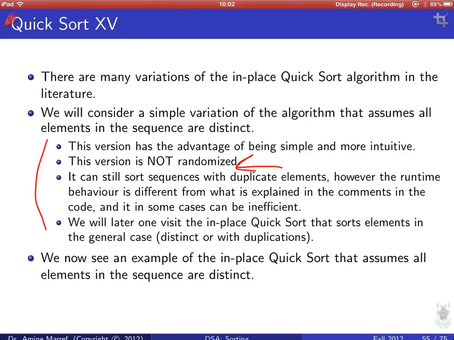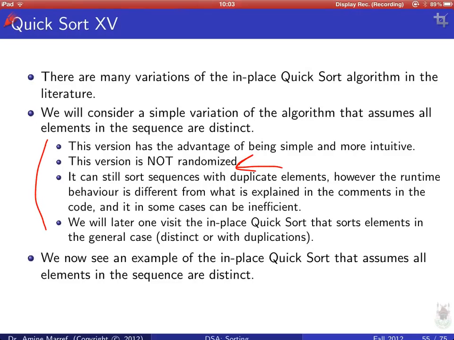So in-place quicksort is the same as the other one. We are going to partition. We are going to recursively call the partitioning routine. So we partition this sequence. We get this part and this part. We call quicksort here and here. We are still going to do the same thing. However, the partitioning is going to be different.